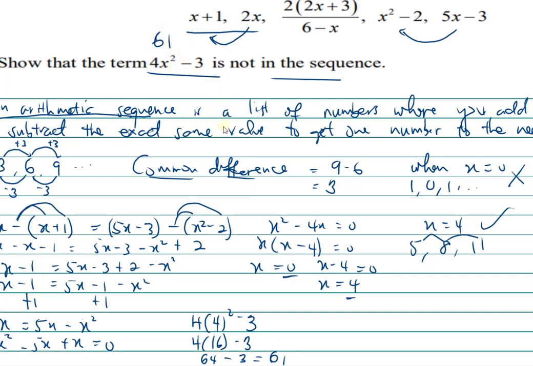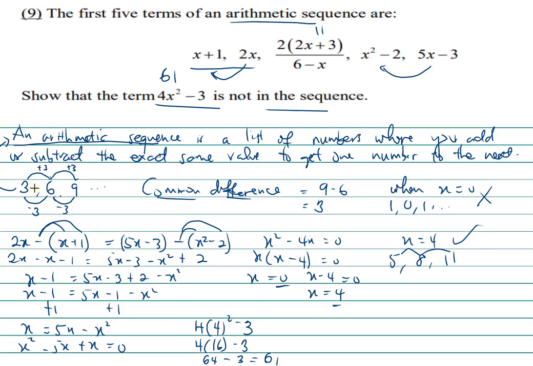But is 61 in the sequence? Let's find out. Now, how do we find the nth term of an arithmetic sequence? Let's look at the example I gave here. You realize that if I am at 3 and I want to get to 9, I'll move 2 steps, right? I'll add 3 and another 3 to get to 9. But 9 is the third term. So it means that the number of steps is always 1 less than the term number.